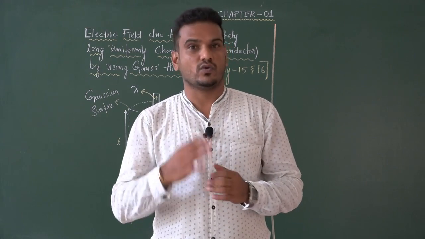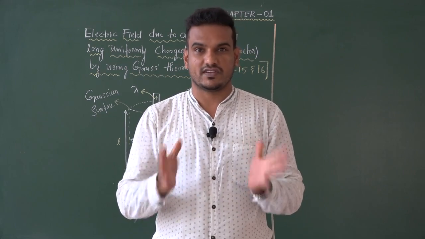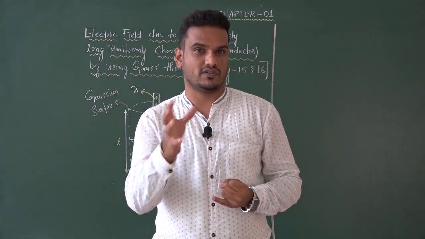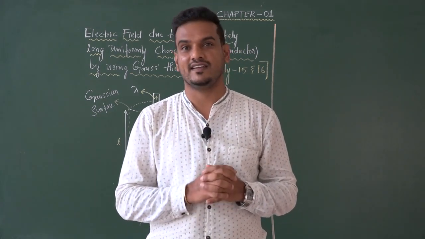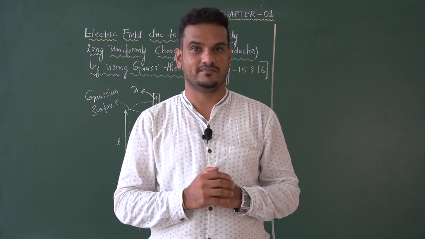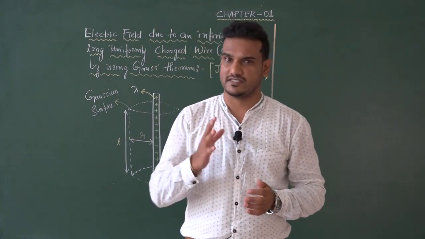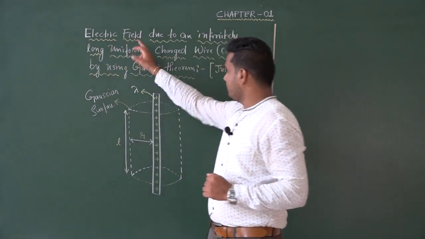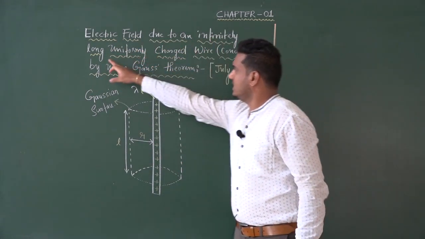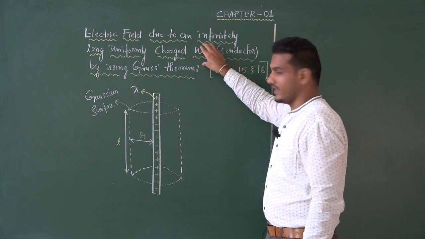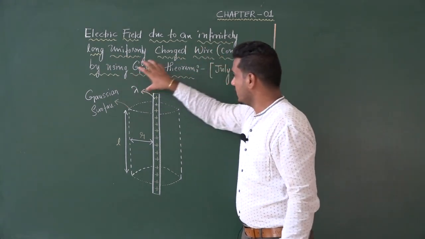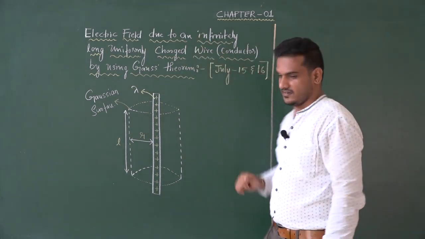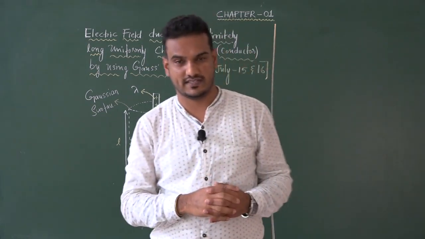So in the last class itself I told you that applications of Gauss law is there. So by using the Gauss theorem, by using continuous distribution of charge, now we are understanding applications of Gauss theorem. There are three major applications. I am going to explain one by one. The first one, electric field due to an infinite long uniformly charged wire or a conductor by using Gauss theorem. It was asked in the year July 15 and 16 for 5 marks, most important things.